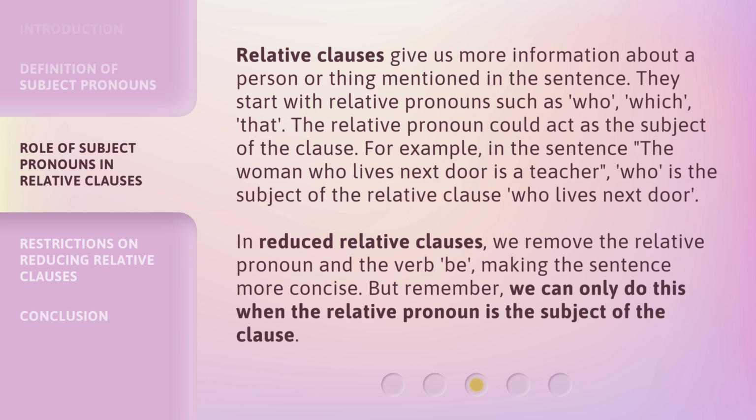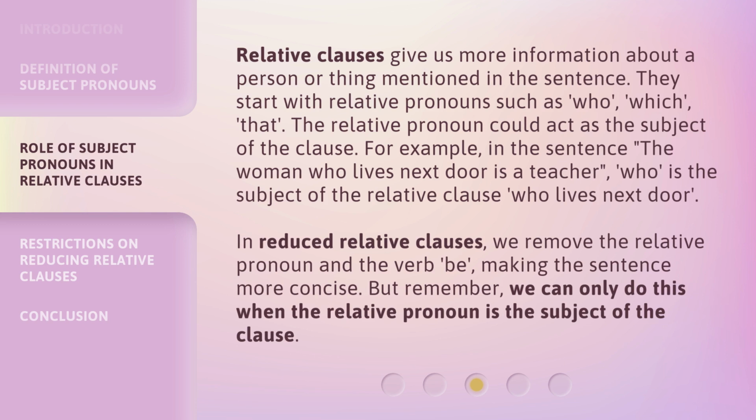Relative clauses give us more information about a person or thing mentioned in the sentence. They start with relative pronouns such as who, which, that. The relative pronoun could act as the subject of the clause. For example, in the sentence, "The woman who lives next door is a teacher," who is the subject of the relative clause, "who lives next door."